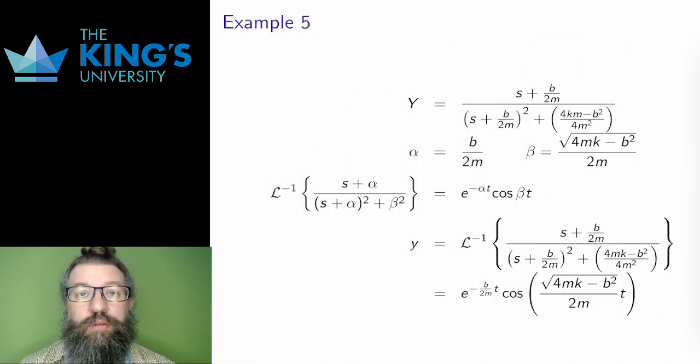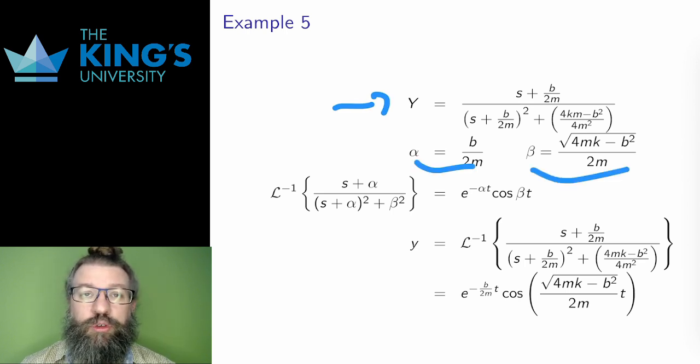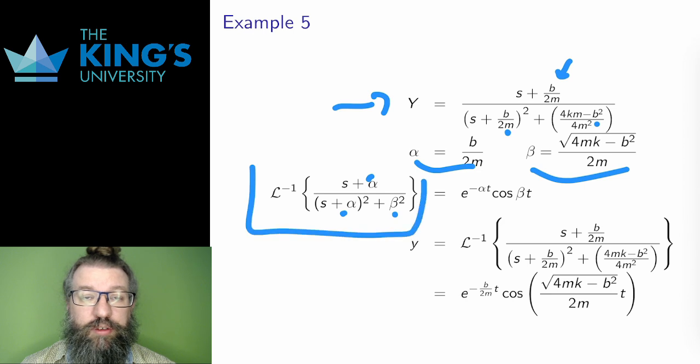Let me label alpha and beta. These are actually the same alpha and beta that we did in Unit 3 on harmonic motion. So alpha is b over 2m, beta is the square root over 2m. Then this expression and this expression squared, this is alpha and alpha squared. And this expression is beta squared. So what I have here is s plus alpha in the numerator, s plus alpha squared plus beta squared in the denominator. And this is in the tables.